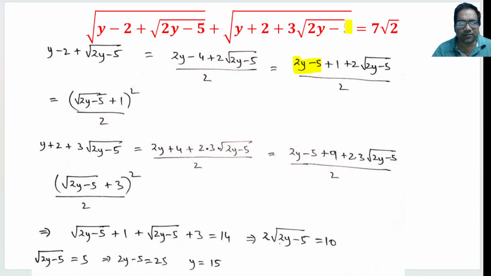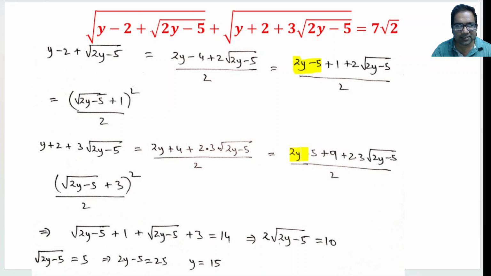Similarly, let us try to convert this one now: y plus 2 plus 3 under root 2y minus 5. Obviously, first we have to convert this into 2y minus 5. So let's do the same thing. Let's multiply and divide by 2 to make it 2y. So it becomes 2y plus 4 plus 2 times 3 under root 2y minus 5, by 2. Now we want 2y minus 5, and here 2y plus 4 is there. So let's do minus 5 plus 5. Then this becomes 2y minus 5 plus 9, since 4 plus 5 is 9, plus 2 into 3 into under root 2y minus 5.